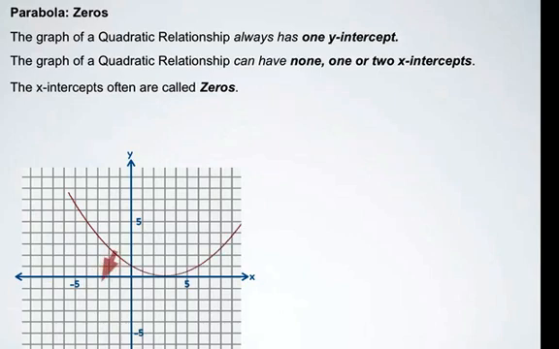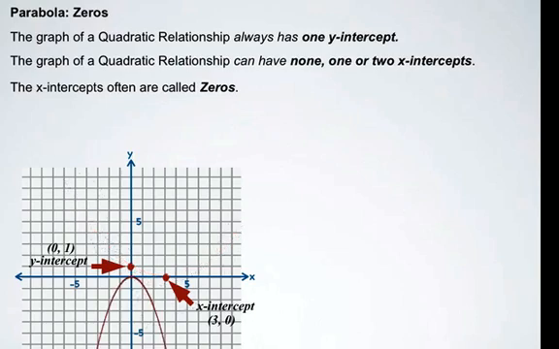Looking at this example, we see one y-intercept. The y-intercept is at (0, 1), where x is 0 and y is 1. This point is our x-intercept, or our zero. It's located where x is equal to 3 and y is 0.